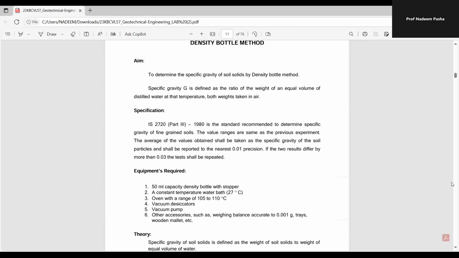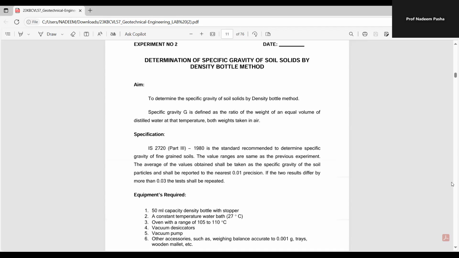The next experiment is also the determination of specific gravity of soil solids, by the density bottle method. So it is a different method, a different method from the previous one.